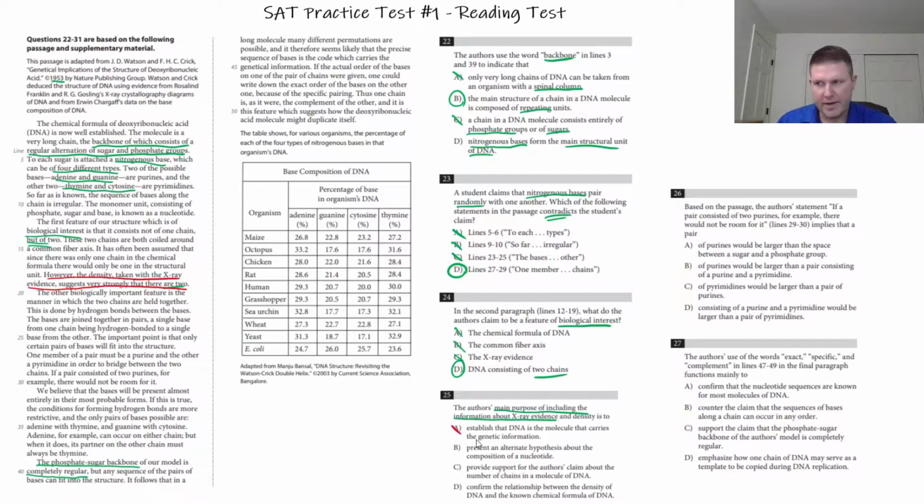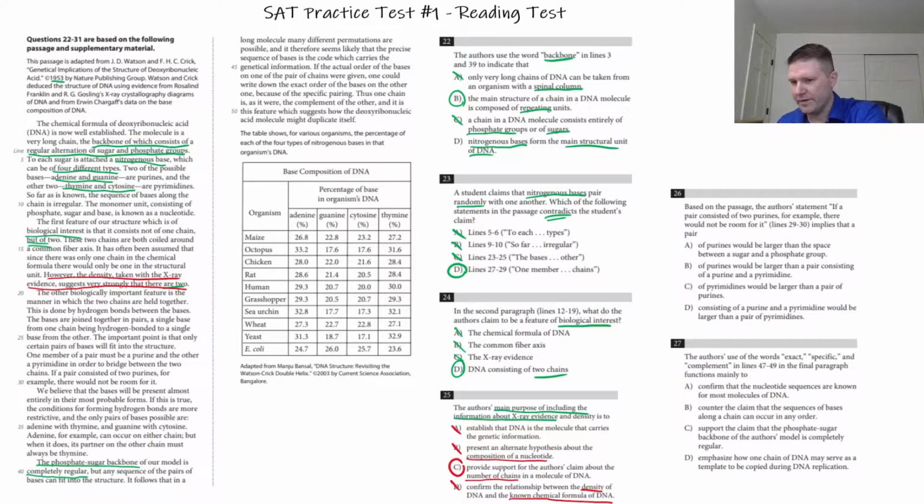So A is out. And then for B here, present an alternate hypothesis about the composition of a nucleotide. That's just off topic, right? They didn't mention that. And then for C, provide support for the author's claim about the number of chains. That's really strong. Let's keep that around. And then D, confirm the relationship between the density and the known chemical formula of DNA. They didn't talk about that at all. You can chop that, so we've got C here.